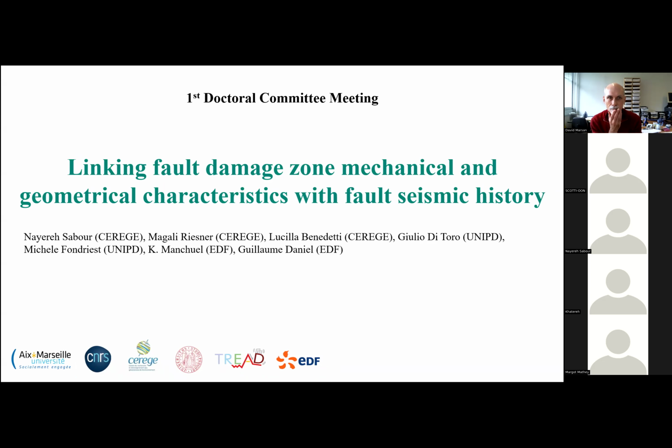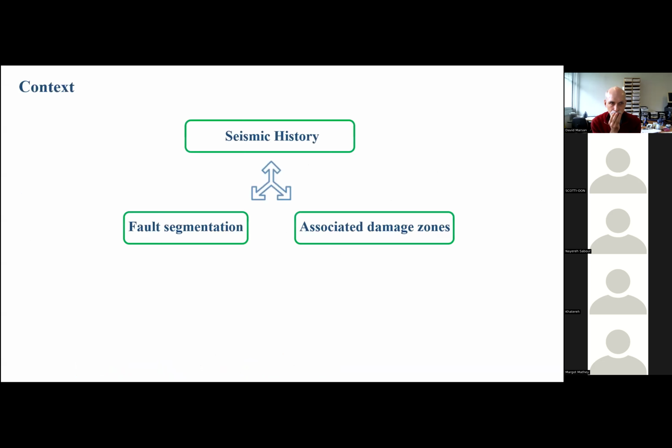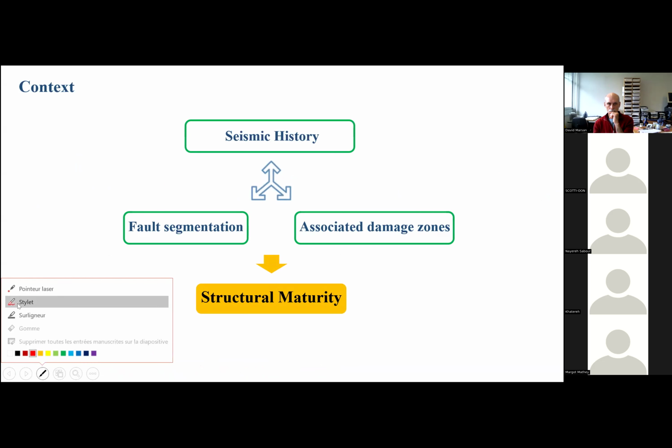You know that my topic is linking, finding the link between fault damage zone mechanical and geometrical characteristics and fault seismic history. As I said before, the concept that we are going to use to find this relationship between seismic history, fault segmentation, and associated damage zone is structural maturity. For that, I'm just going to this. No, I should change it to this one.